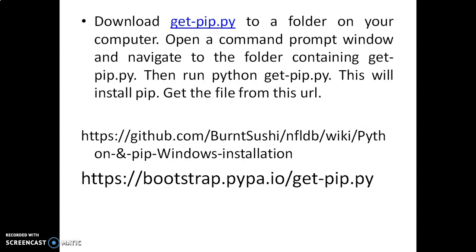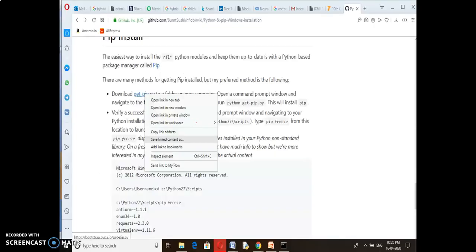You can get this file from this URL. Whenever you type in Google, just type installing PIP on Windows, then you will get one URL link. That URL link is github.com burn sushi, that is PIP Windows installation. From this you can get this particular file. This is the link of that. So here you have a link for that.